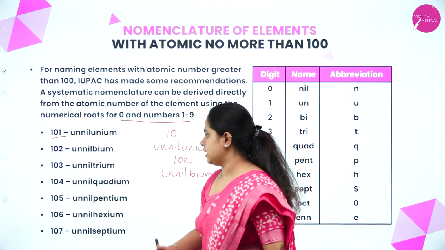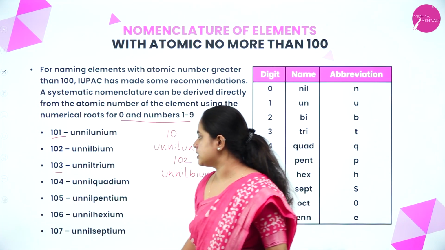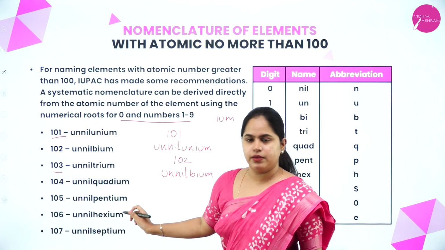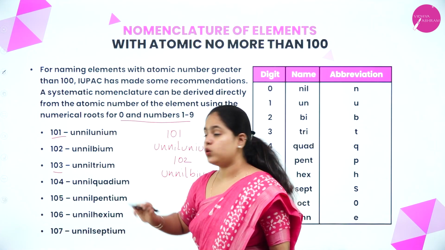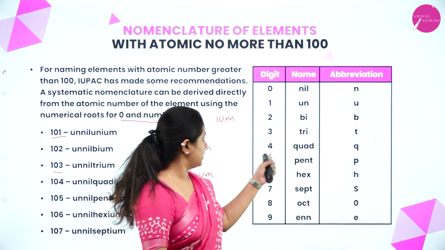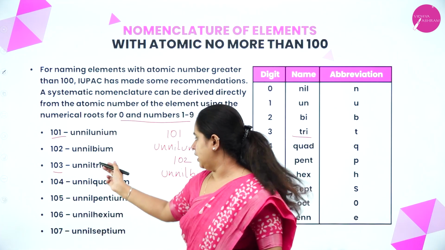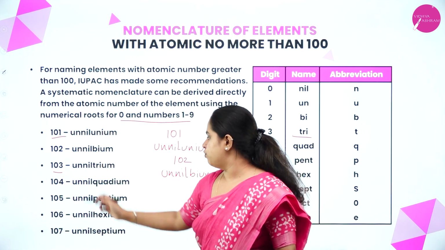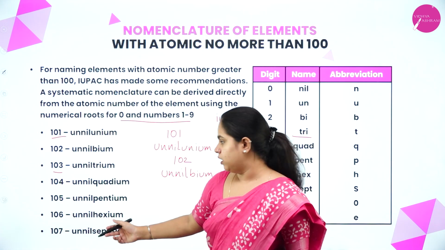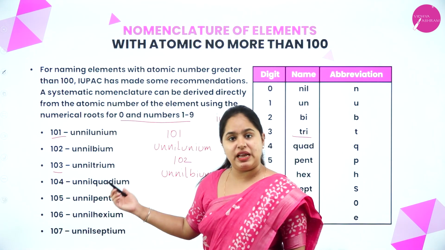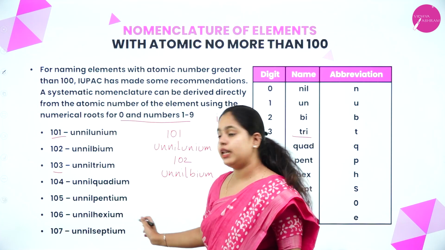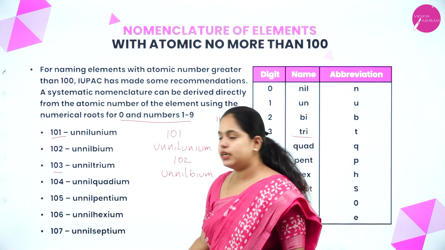So other examples are given here. For 103 it is un, nil, tri, ium. For 1 it is un, 0 it is nil, 3 it is tri, right? So unniltrium, ium has to be added in the end. For 104 it is unnilquadium. 105 it is unnilpentium. 106 it is unnilhexium. 107 it is unnilseptium.